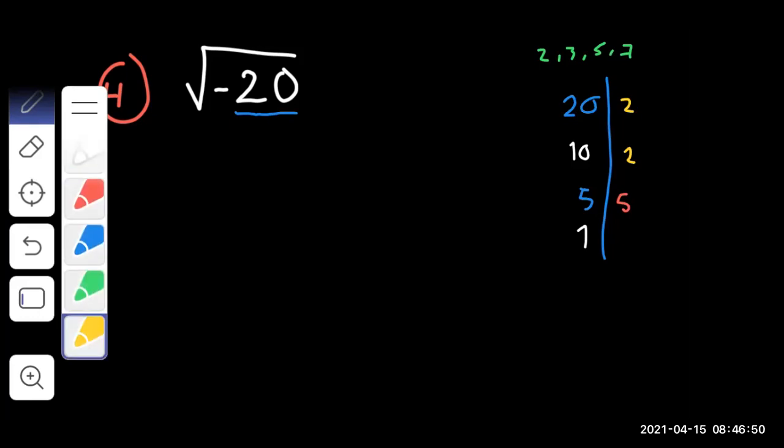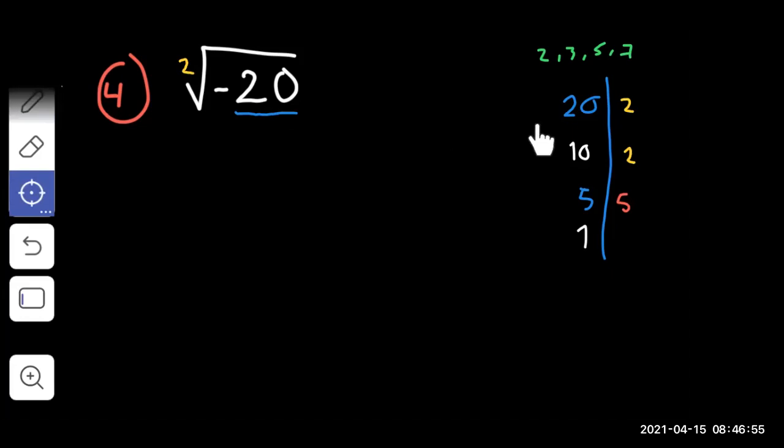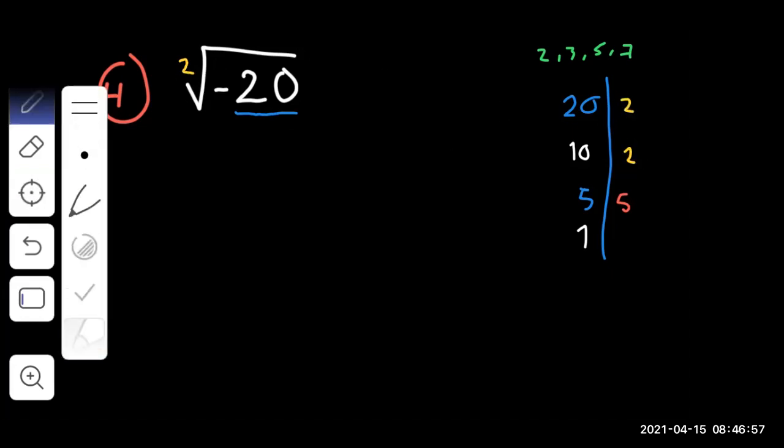Then again, what we have to do is exactly what we did yesterday. This is a square root, so we have to make groups of 2 numbers. I can make a group here: 2 times 2 is 2 squared. And 5 is alone. You leave it like that. Let's rewrite all of this.